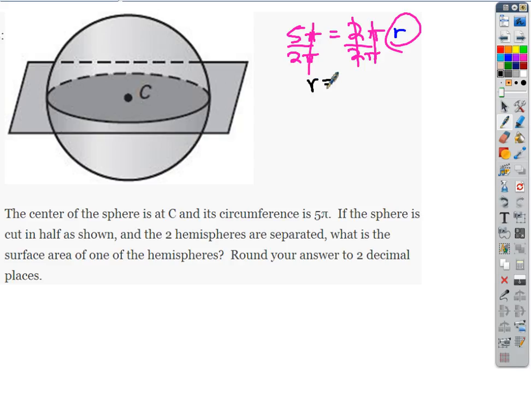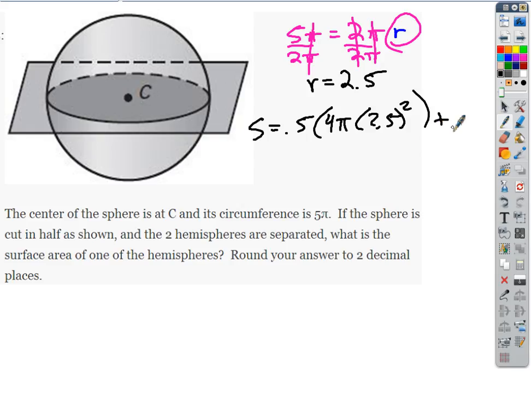And then if I want to find the area of the hemisphere part, the rounded part, that's just half of a sphere. So we'll just do 0.5 times 4 pi r squared, and r is 2.5, right? So there's half of the area of a sphere plus, what's the area of that circular base? Pi r squared. Yeah, that's the area of a circle. So pi times 2.5 squared.